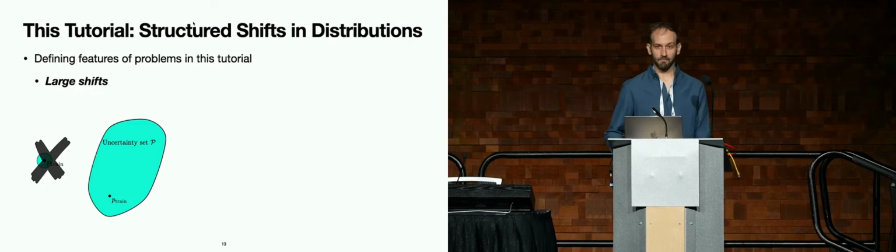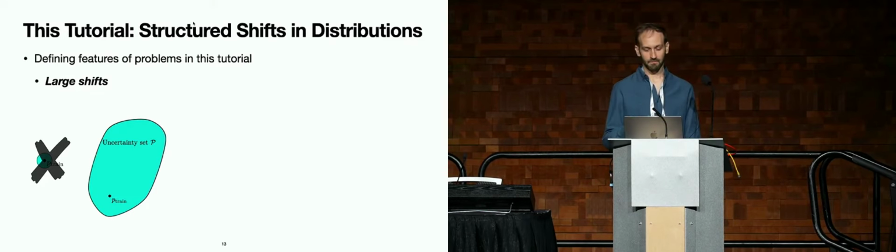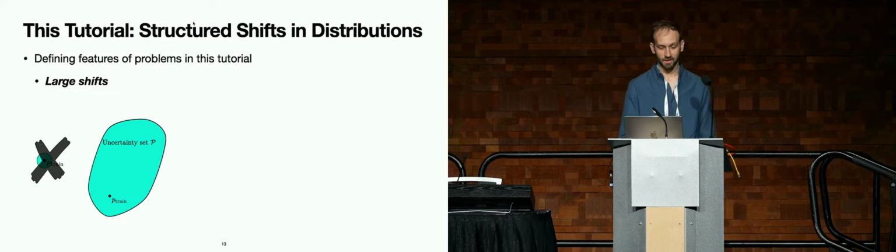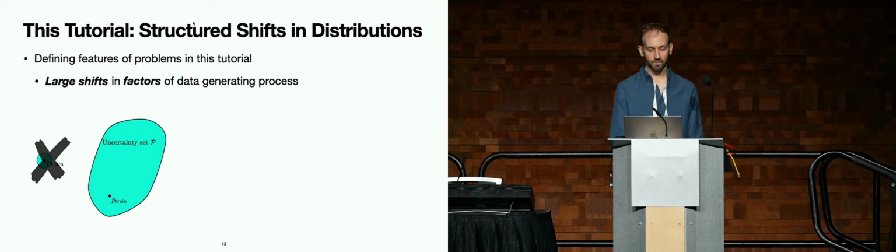And the shapes of the sets of distributions that we'll consider are rather strange, and they can be large, and the shifts may be large. And the second defining feature is that these shifts will be structured. They will be shifts in factors of the data generating process.